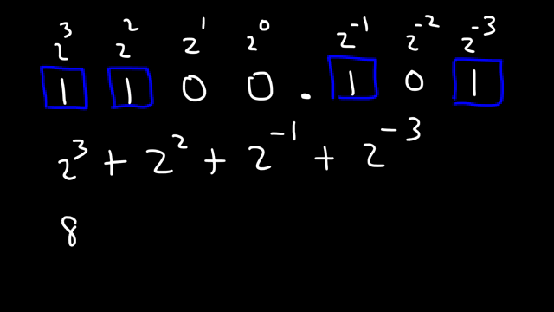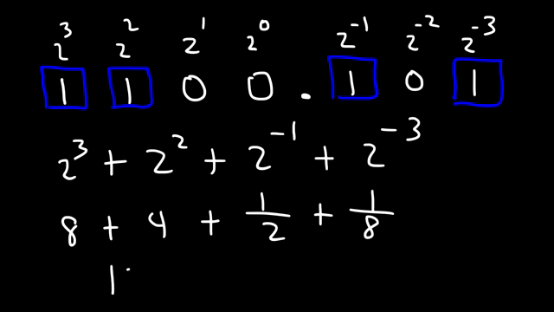Now 2 to the third is 8 and 2 squared is 4. But now what is 2 to the minus 1? We know 2 to the first power is 2, so 2 to the negative first power is 1 over 2. Now 2 to the third is 8, so 2 to the negative third is going to be 1 over 8. And so 8 plus 4 is 12, and then we have 1/2 plus 1 over 8.